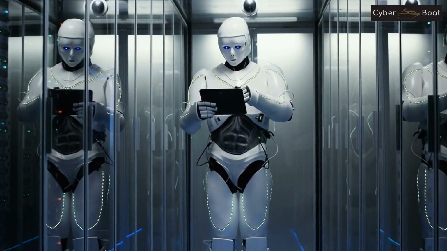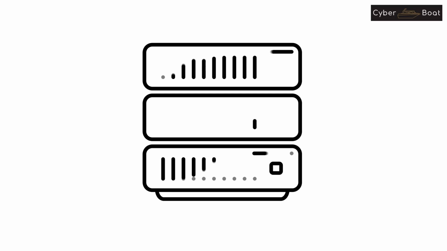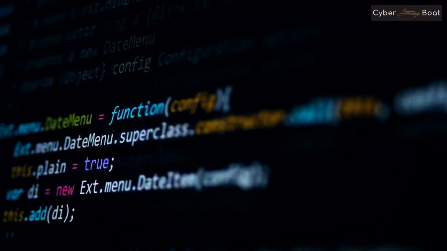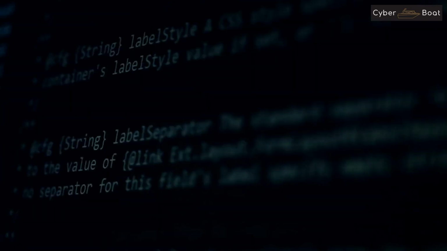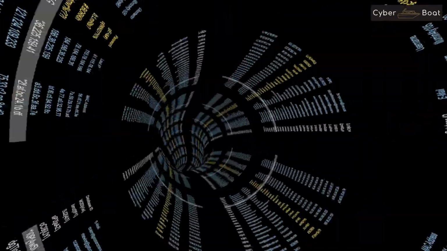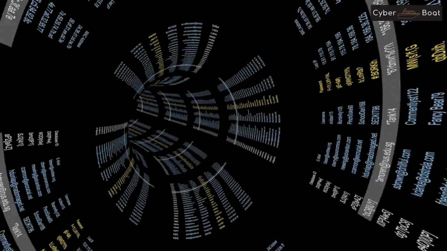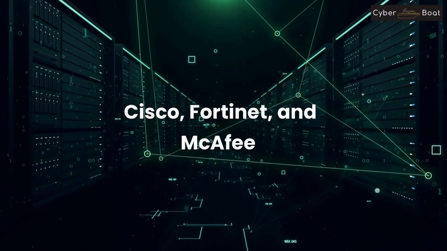Control 2.5.3.6 is about intrusion prevention systems, IPS. IPS is a network security technology that monitors network traffic for malicious activity and attempts to block or alert on that activity. For example, an IPS may be configured to block traffic from IP addresses that are known to be associated with malicious activity. Some of the top IPS vendors include Cisco, Fortinet, and McAfee.